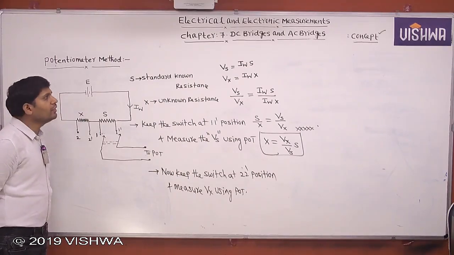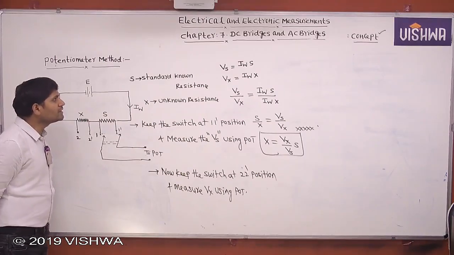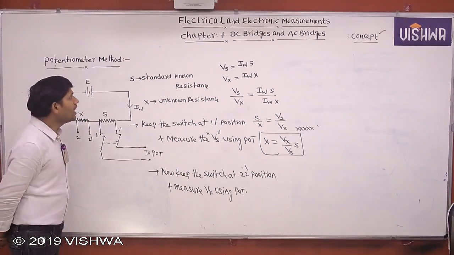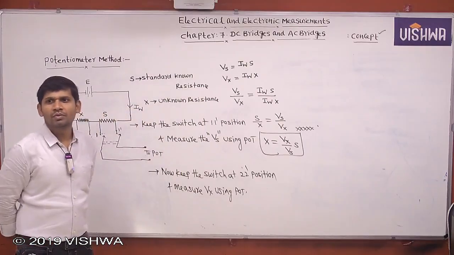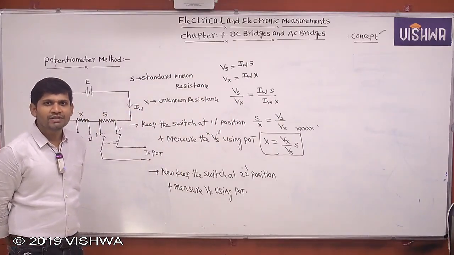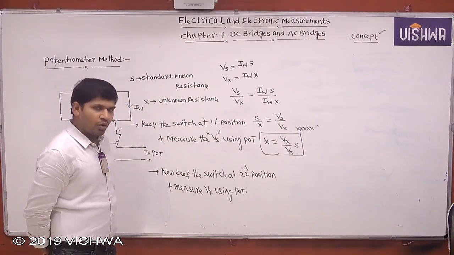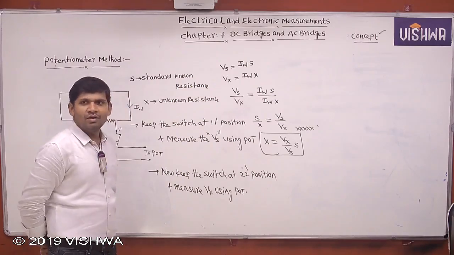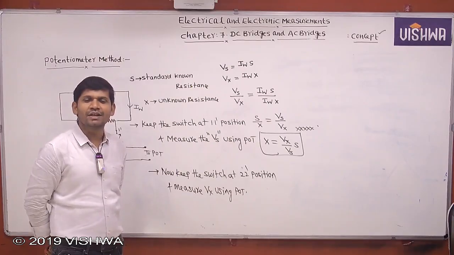Like this, we can measure different values of resistance using different methods. In this chapter 7, DC bridges, I discussed what methods are used for measurement of low resistance, what methods are used for measurement of high resistance, and what methods are used for measurement of medium resistance. All these I discussed in detail.